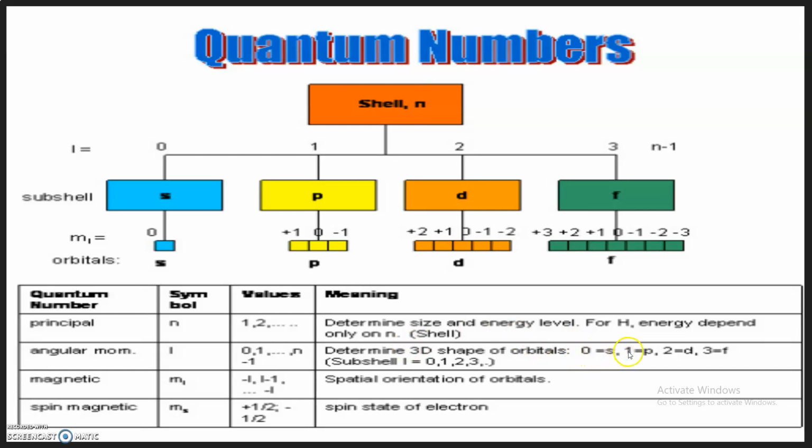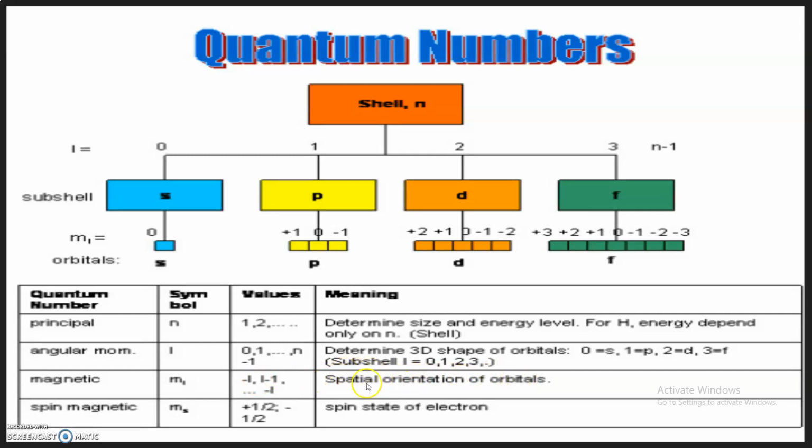If L is equal to 0, it is S. If L is equal to 1, it is P orbital. If L is equal to 2, it is D orbital. If L is equal to 3, it is F orbital. So these are the subshells. It tells us about the subshells. And then comes the magnetic quantum number. Its symbol is m. And the values, as we know, depend on the value of the azimuthal quantum number, and we can calculate them.